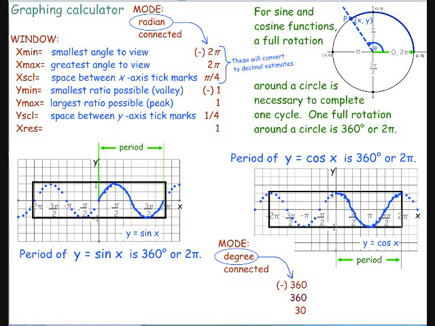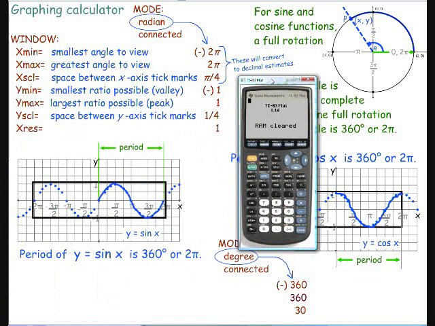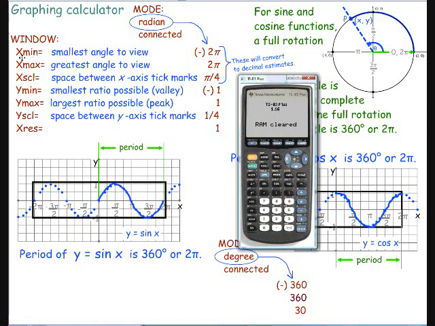First, I'm going to show you what you would see on your calculator. X-min, the smallest angle that you expect to view. So if the smallest angle I expected to view was -360, or -2 pi, I would set X-min to -2 pi. Now, this better be in radians, right? I'm going to do my graph. Yes, it is. It's in radians.